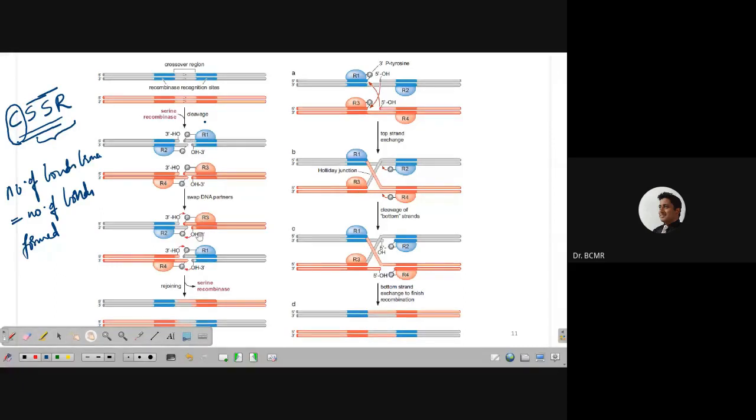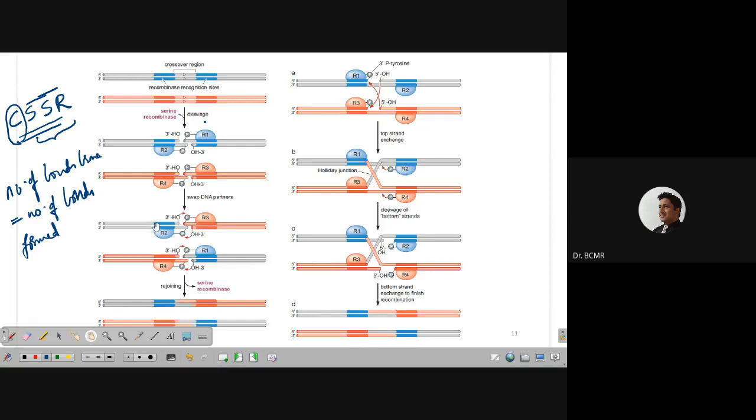In serine recombinase, they just exchange the whole double strand. The orange one goes up and the gray one comes down, as is shown here. Then these broken pieces are religated, and you have recombined products. In tyrosine recombinase, it happens one step at a time. There is a single strand break, then the formation of a Holliday junction, then the second strand break, and then the whole exchange.